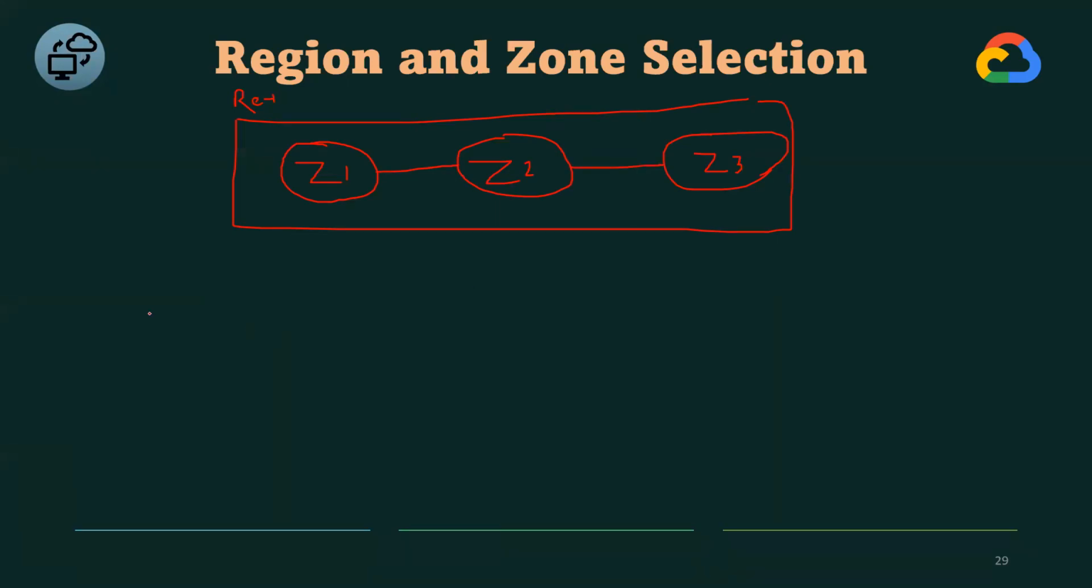Okay, so whenever you want to deploy one application, what do you do? You select the zone and you deploy your application here. You try to deploy your application on top of a zone. What happens if this zone has some kind of unexpected failure, like an earthquake or tsunami? What happens to your application?